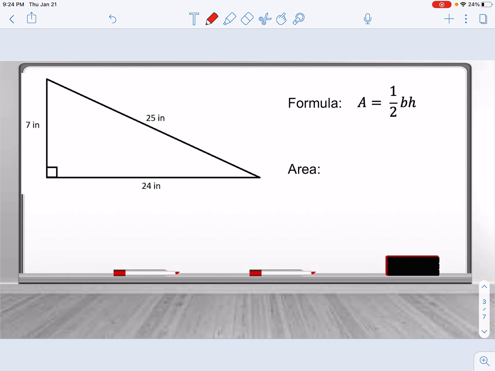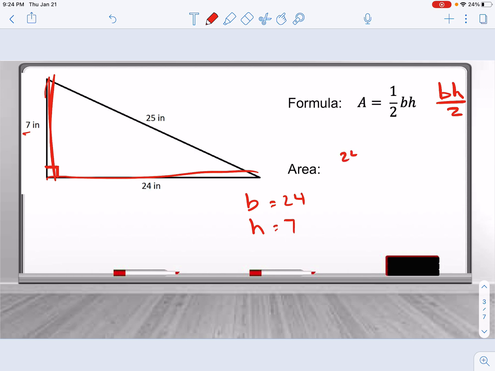Alright, so our next one. Again, we have our formula, half base times height, or base times height divided by 2. So to find the area, we have to find our base and our height. We look for our right angle. So we have our base of 24 and our height of 7.